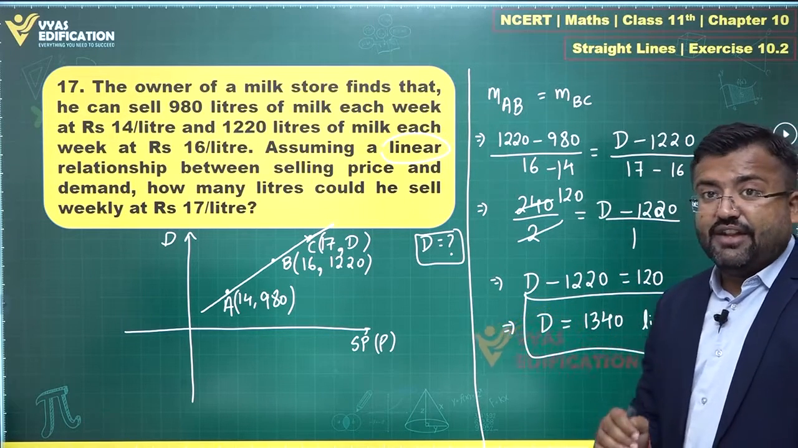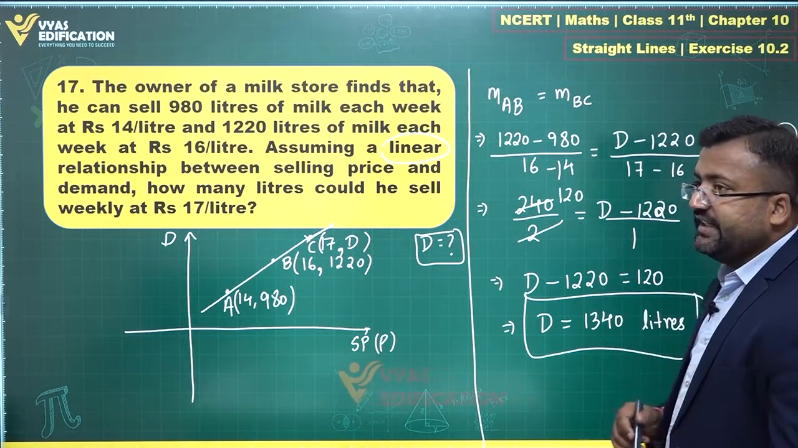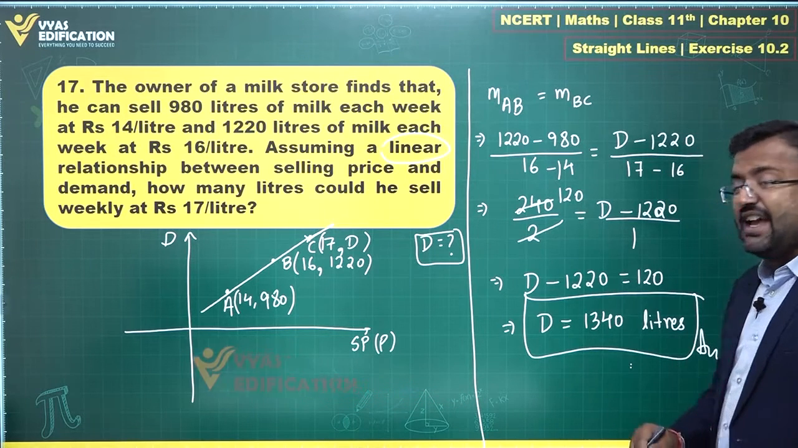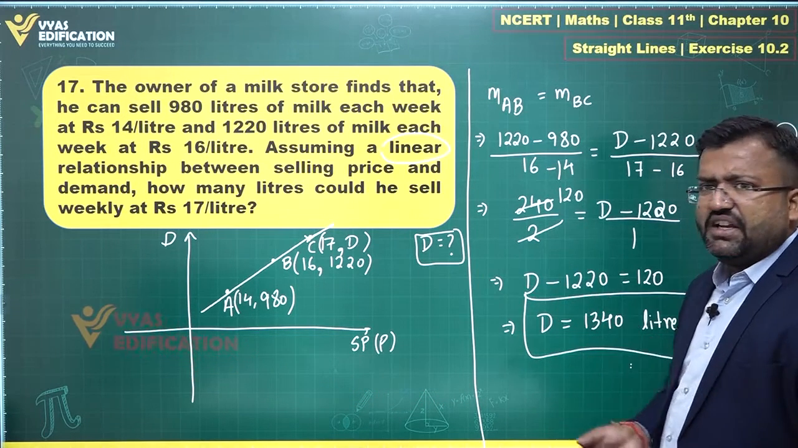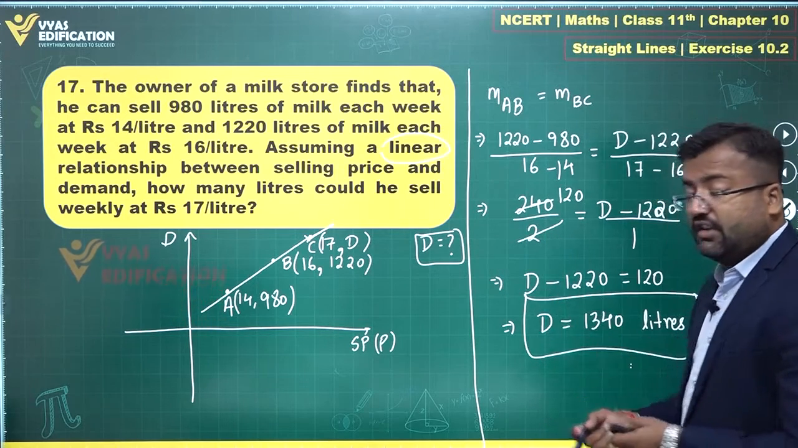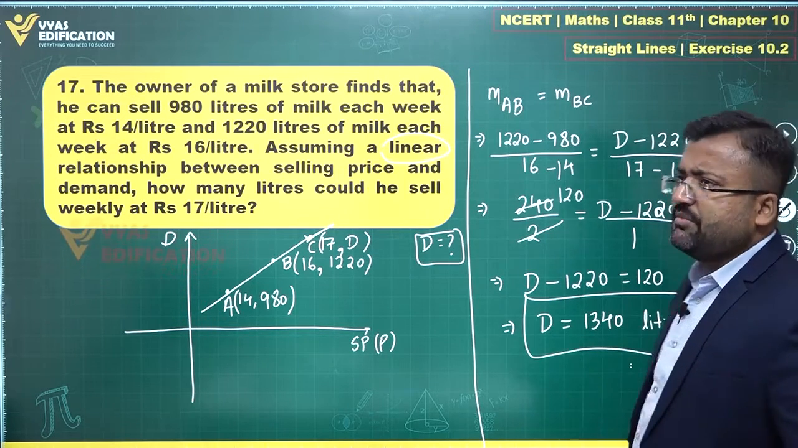That's the demand when the price reaches 17 rupees per liter. And that's the answer for this question using linear relationship and the graph, concepts of straight lines in this manner. It's a pretty simple question.